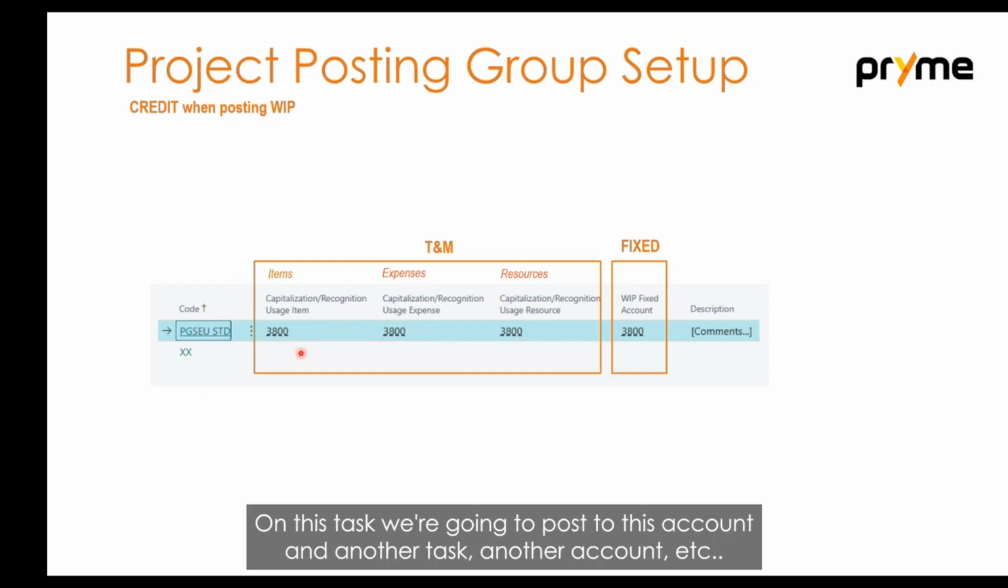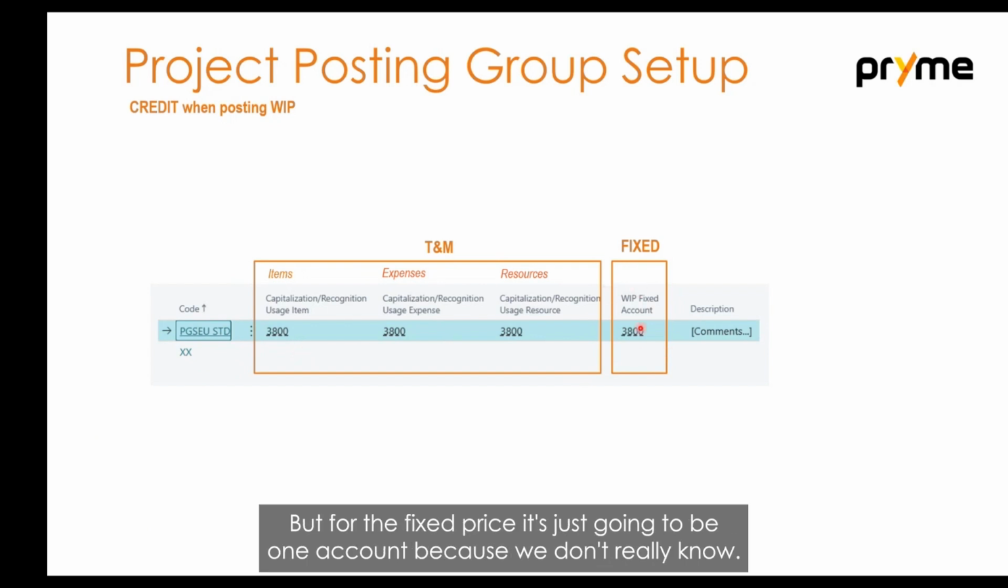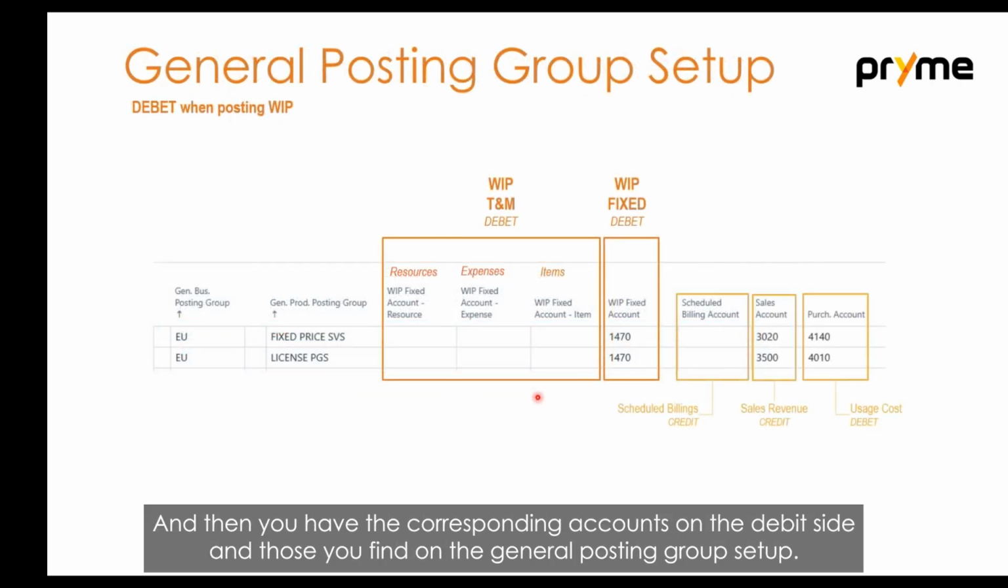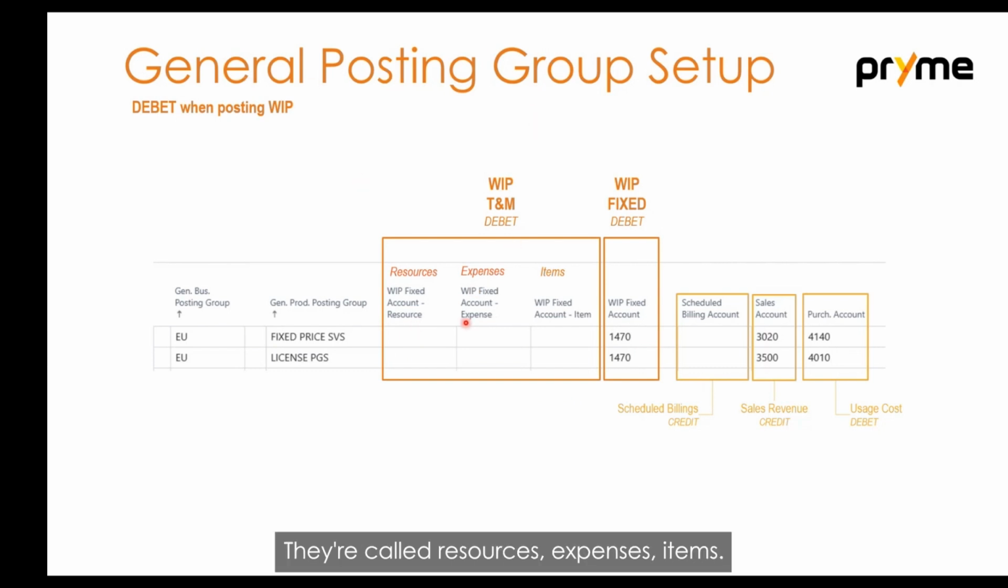And on this task, we're going to post to this account, and another task, another account, etc. But for the fixed price, it's just going to be one account because we don't really know, right? This is normally just the revenue recognition account. And then you have the corresponding accounts on the debit side, and those you find on the general posting group setup. They're called resource, expense, item, and another one for fixed. So these accounts on the debit side will post here.